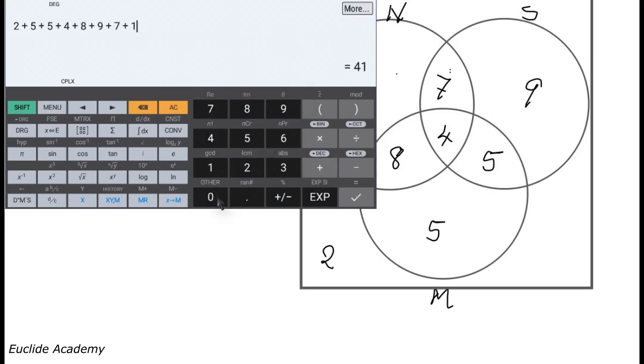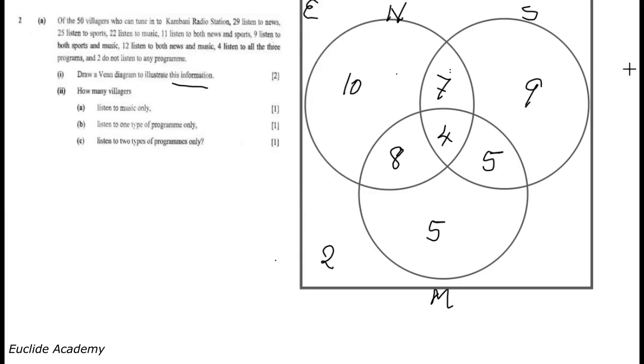So if we do 40 plus 10, we already know that will give us 50. So that will give us 50, right? Which means this is the way we can illustrate this information in the Venn diagram. Now we can easily answer the rest of the questions, which follow.